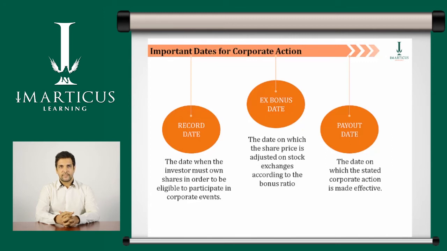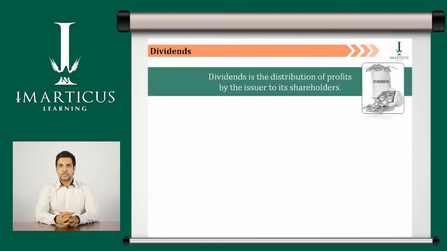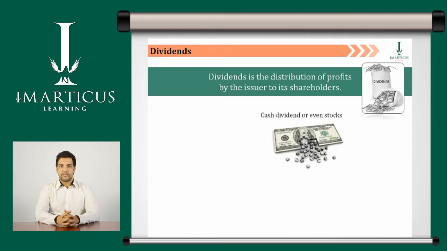Moving on, we'll take a look at dividends. It is the distribution of profits by the issuer to its shareholders. This distribution is possible only when the company makes surplus profits available after all its payments are made. Dividend can be in the form of cash dividend or stocks. A dividend is allocated as a fixed amount per share, with shareholders receiving a dividend in proportion to their shareholding.